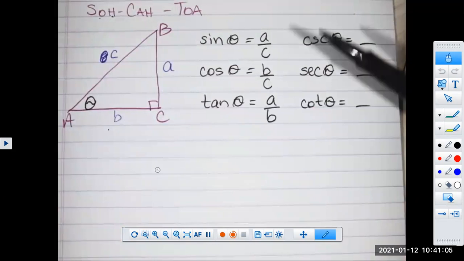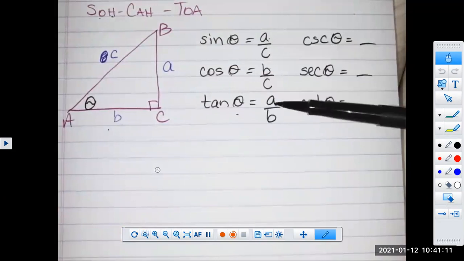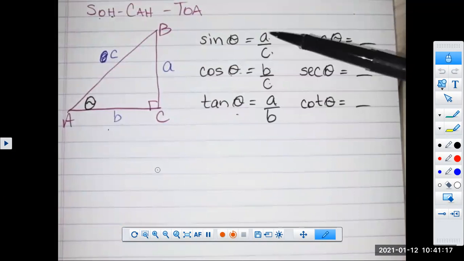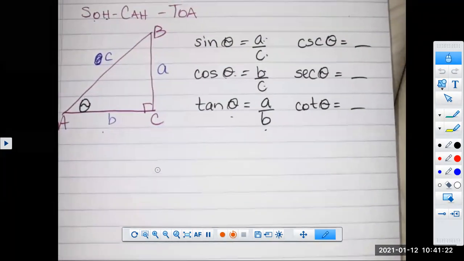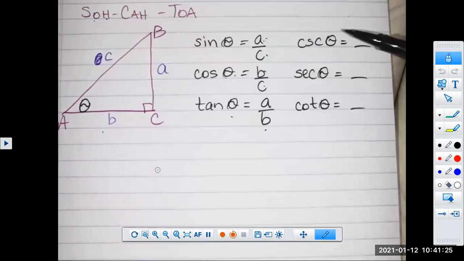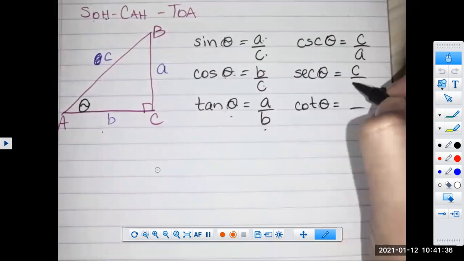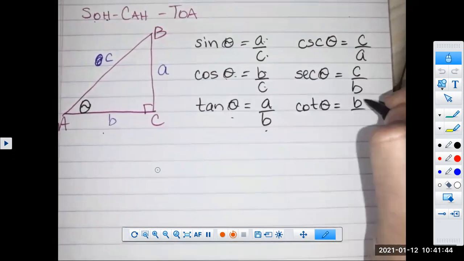Notice for sine, cosine, and tangent of theta, A over B is what tangent is, and that will always be the case. As long as sine and cosine have the same denominator, you can just take their numerators and make tangent. Cosecant, secant, cotangent. So once you know sine, all you have to do is flip it to get your cosecant. So C over A. Secant is cosine flipped, C over B. And cotangent is tangent flipped.